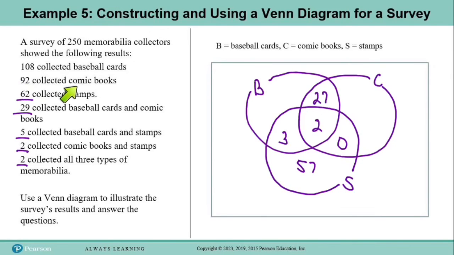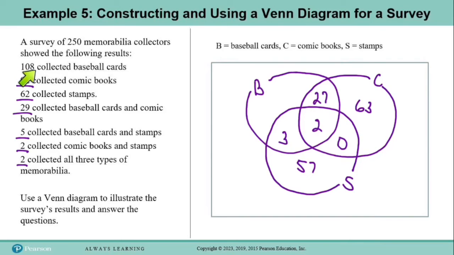Next, we know that 92 people collected comic books. So if we go look at the comic book circle, we've already got 29 of those 92 people accounted for. So 92 minus 29 is 63. So there are 63 people who collect only comic books.